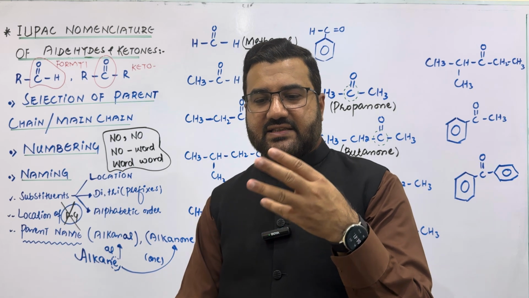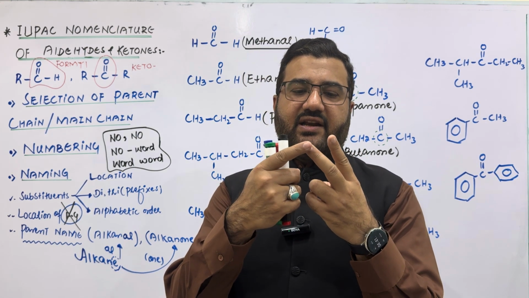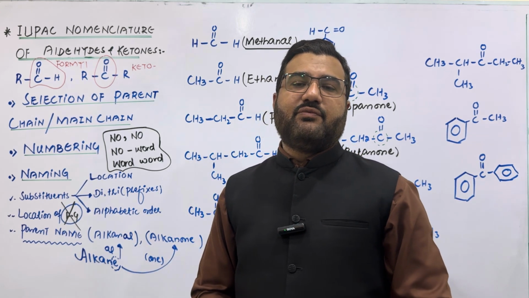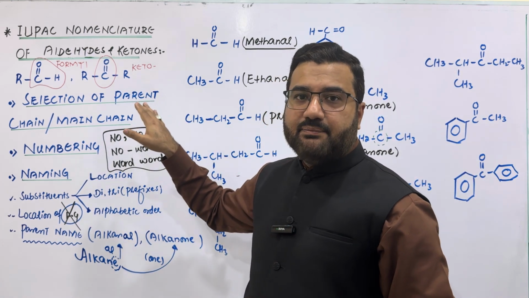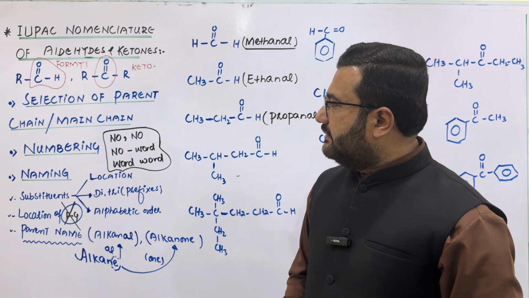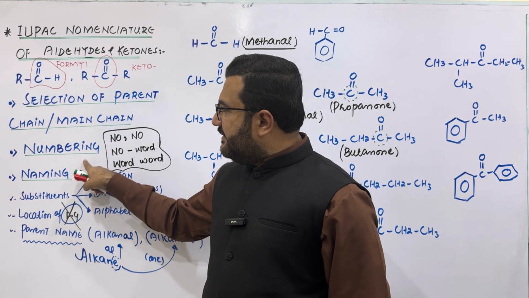And the parent chain has 3 characteristic features. It has the maximum number of carbon atoms, it has all the alpha carbons inside it, and it has the maximum number of substituents attached to it. And this parent chain will give the parent name to any alkane or aldehyde or ketone. Now the second step will be numbering.